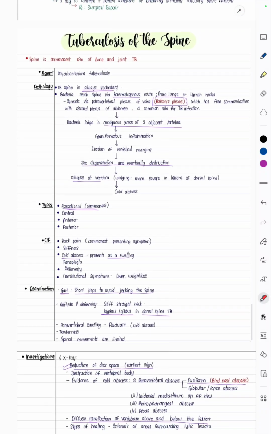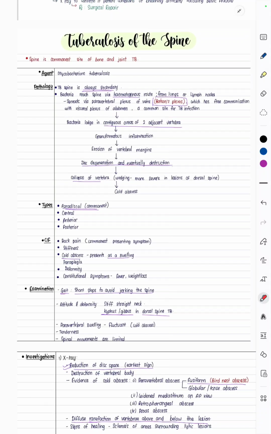Now the next infection is going to be tuberculosis. For tuberculosis, we are going to talk about TB of the spine and TB of the hip. Now the very first important thing is TB of the spine. Spine is the most common bone that is involved in TB. The agent is Mycobacterium tuberculosis.